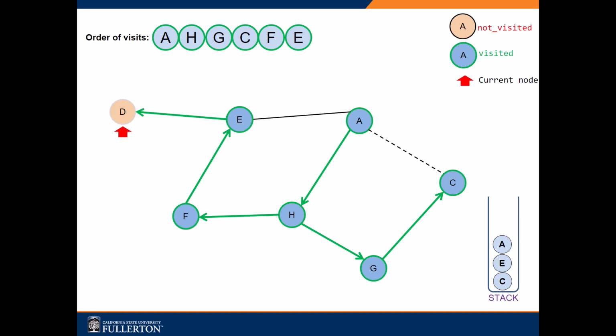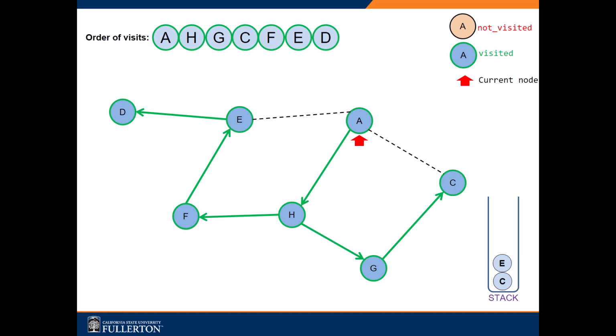As usual, we are done with E, and we'll mark E as visited and pop the top of the stack to get the next current node, which is D. D has no other adjacent vertices, so we are done with D. We just need to mark D as visited and pop the top of the stack to get the next current node, which is A. Note that we have already visited A previously, so there is nothing to be done here. Edge E to A is a back edge.